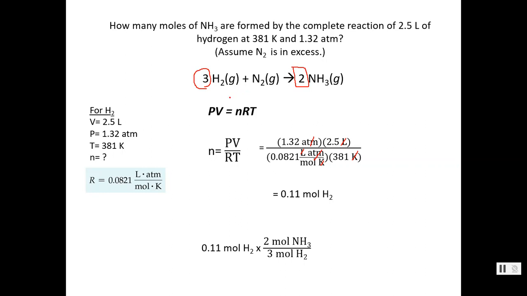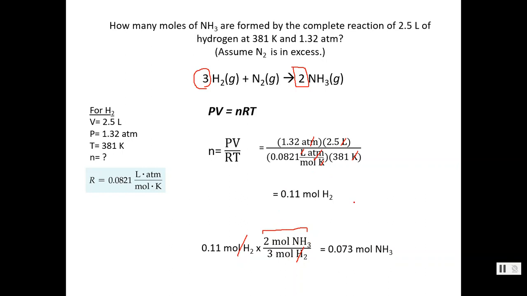That statement can be written in the form of a conversion factor, which I did down here. Writing it like that, you can see your moles of H2 cancel. I'm left with moles of NH3. Doing that multiplication and division should give you your final answer of 0.073 moles of NH3.